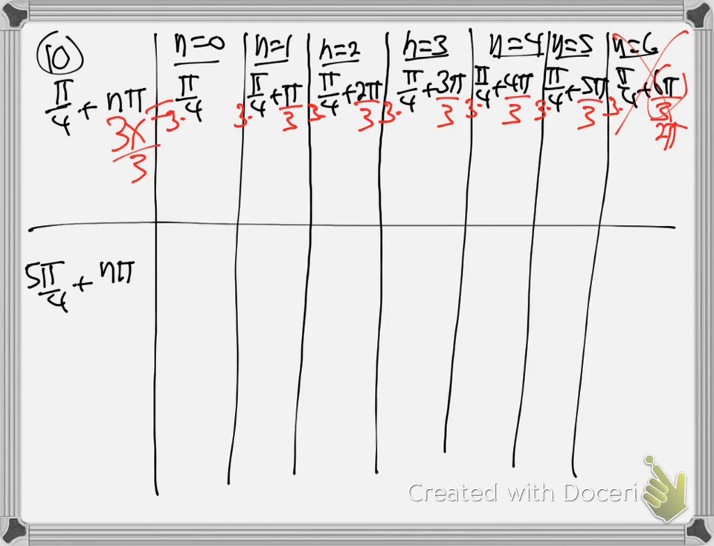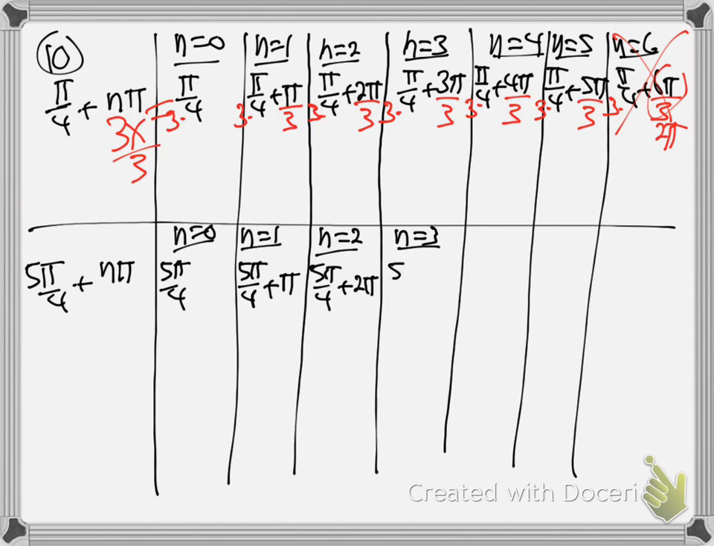And you got to combine all those together. I'm going to do this one down here. So n equals 0, 5 pi over 4. N equals 1, 5 pi over 4 plus pi. N equals 2, 5 pi over 4 plus 2 pi. N equals 3, 5 pi over 4 plus 3 pi. N equals 4, 5 pi over 4 plus 4 pi. N equals 5, 5 pi over 4 plus 5 pi. And that's as far as we need to go.